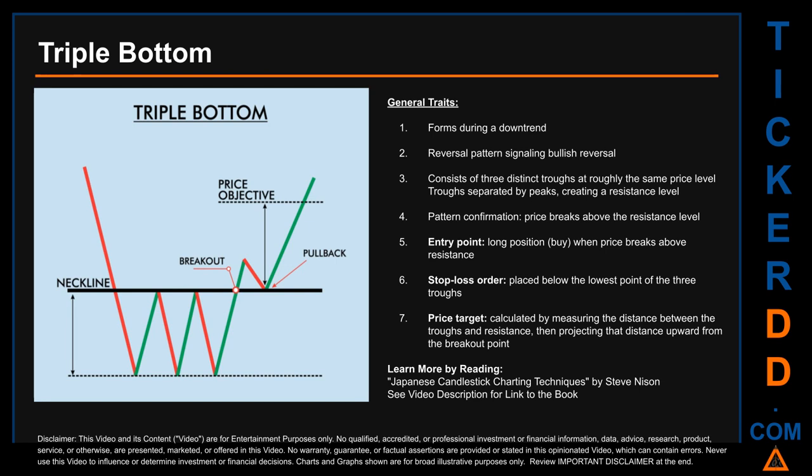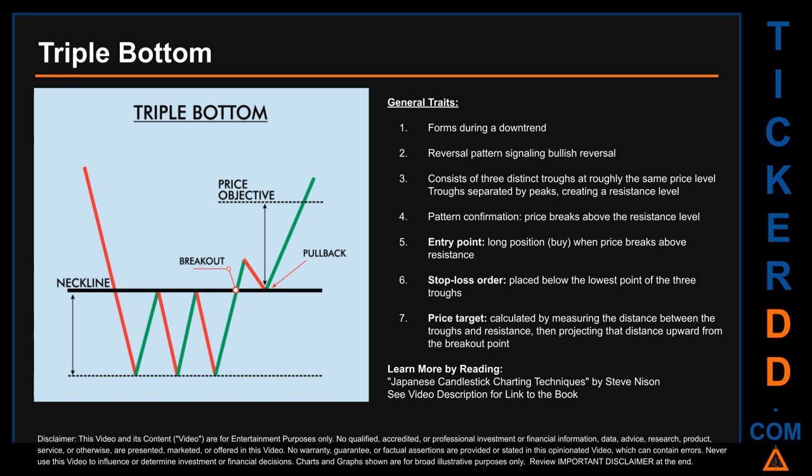To trade a triple bottom pattern, traders typically wait for a breakout above the resistance level, which signals a bullish reversal. They may enter a long position, buy, when the price breaks above the resistance level, with a stop-loss order placed below the lowest point of the three bottoms to manage risk. The price target for the trade is often calculated by measuring the distance between the resistance level and the lowest point of the bottoms, then projecting that distance upward from the breakout point.